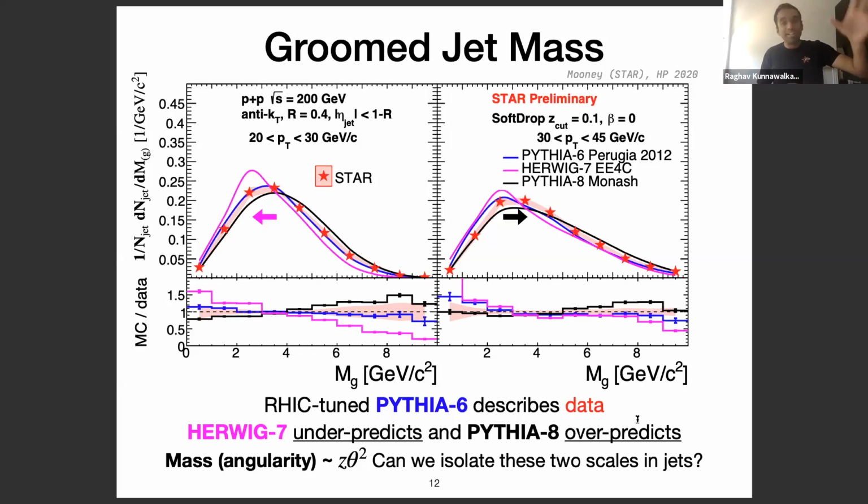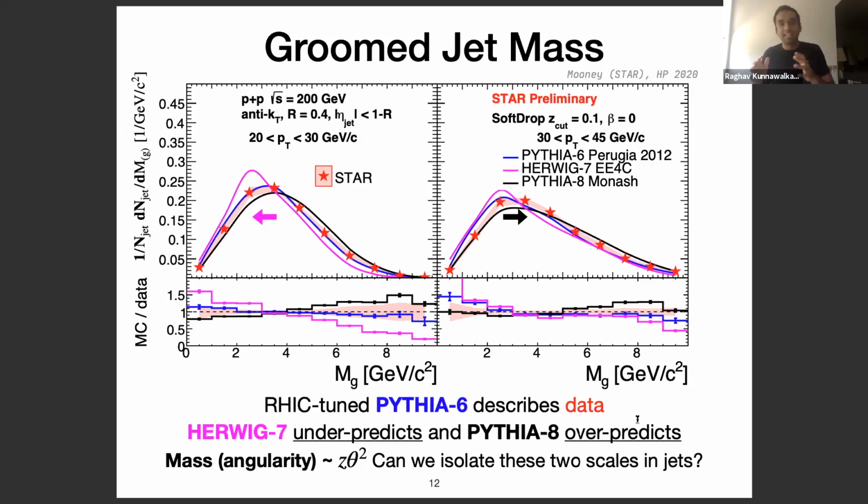So if you look at the three different colors, the color scheme will be the same throughout the talk. The blue is Pythia 6, that's tuned to STAR data. The two other colors: the black one is Pythia 8, tuned at the LHC, and the magenta is Herwig, tuned at the LHC. Just by looking at the ratio panel, you can see that the Pythia 6, the blue curve, describes the data relatively well, and within the uncertainties, it's actually quite a remarkable agreement.